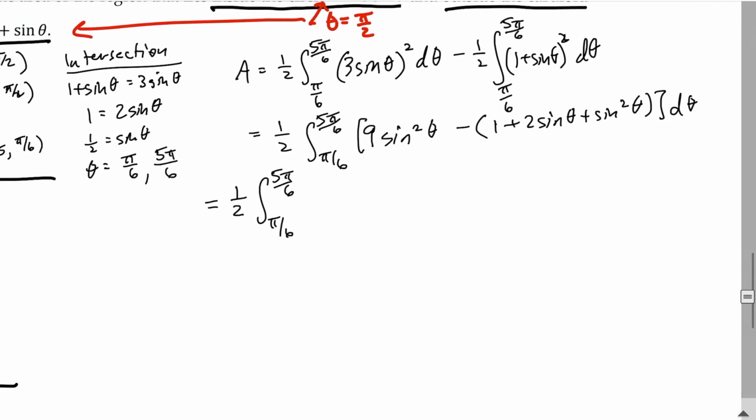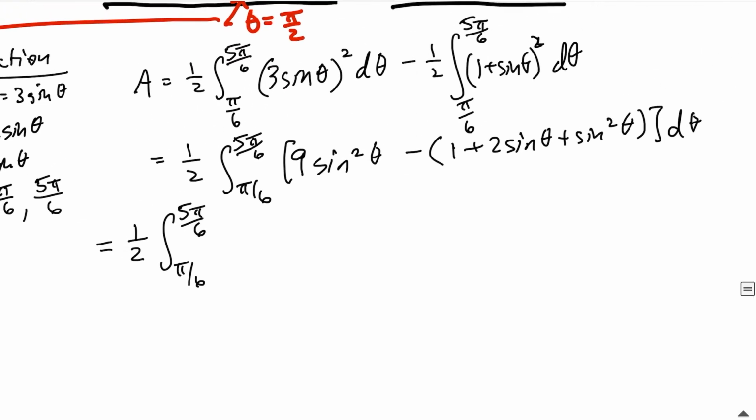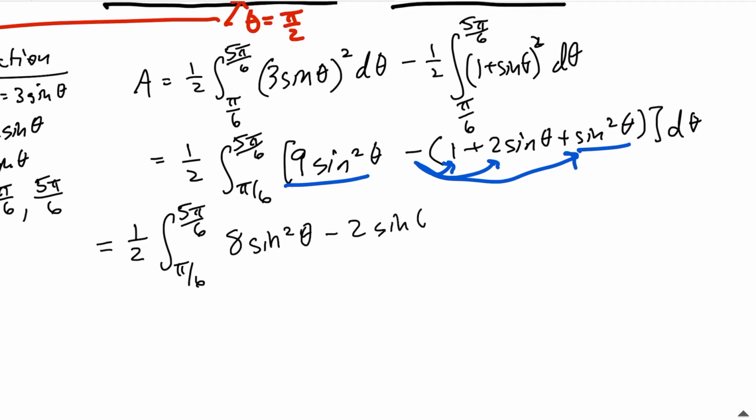All right, so we can distribute that -1. We'll note those are all going to change sign, which means I'm going to have a minus sine squared. So that means instead of 9 sine squared, I'm going to have 8 sine squared. And then we'll have minus 2 sine theta minus 1 d theta.